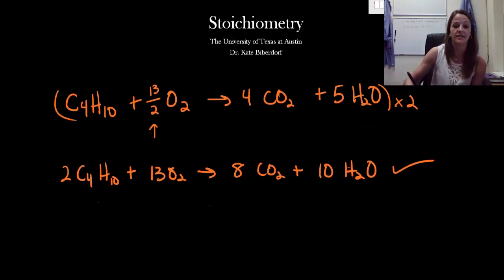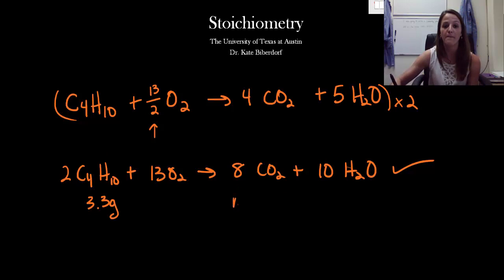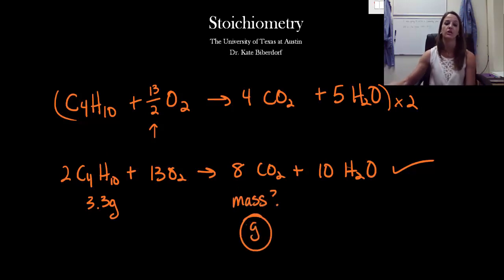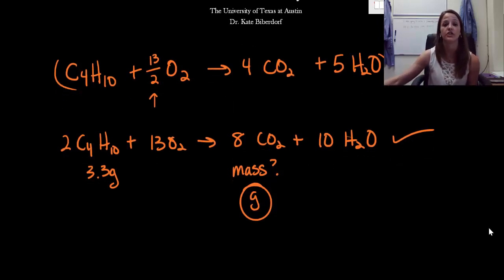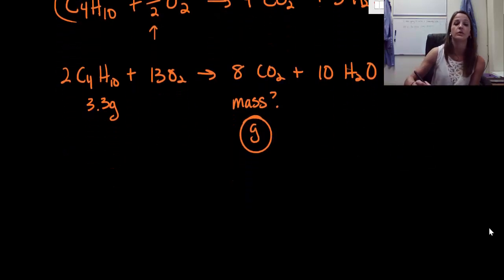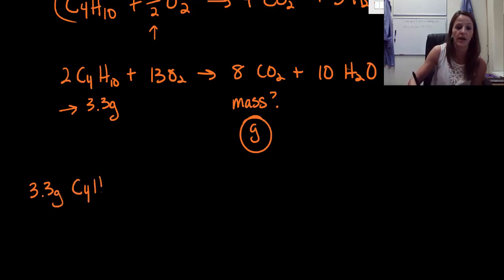Let's say we are going to combust 3.3 grams of our butane, and we want to figure out what mass of carbon dioxide we could create. Again, let's just put this in grams. Now we're going to use our mole-to-mole ratios to determine this. So we start with what we know. What is unique to this problem? Well, we have 3.3 grams of our butane, so our C4H10.